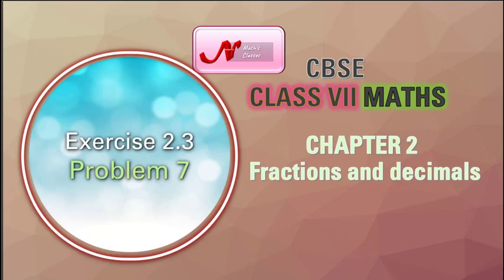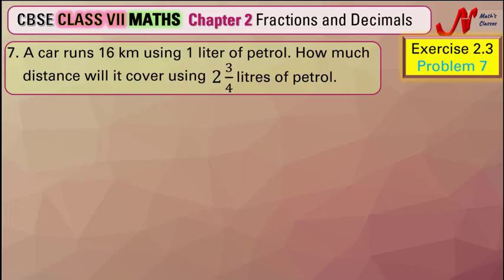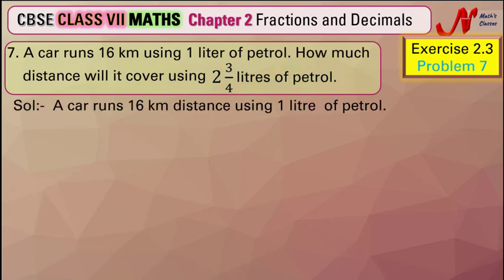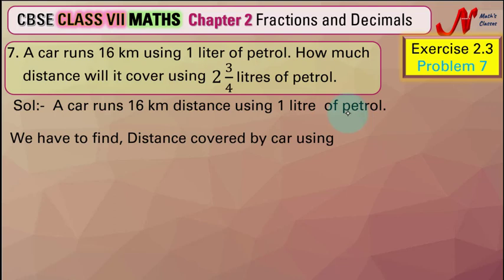Now we solve exercise 2.3 problem 7. In problem 7, it is given that a car runs 16 kilometers using 1 liter of petrol. We have to find how much distance it will cover using 2 3 by 4 liters of petrol. By the given problem, we can write a car runs 16 kilometers using 1 liter of petrol. And we have to find the distance covered by the car using 2 3 by 4 liters of petrol.